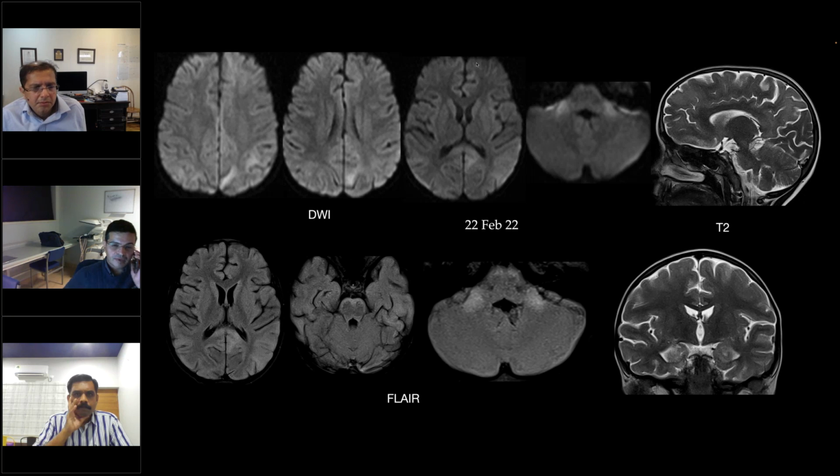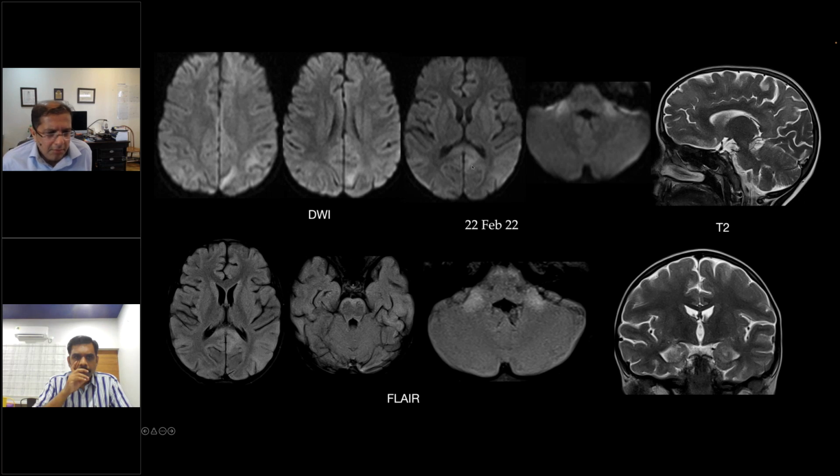So these are the MR images again here. On the diffusion we could see some areas of hyperintense foci in the bilateral frontal regions and especially in the left frontal region, extending up to the splenium of the corpus callosum and the occipital regions on the left. The bilateral cerebellar peduncles also demonstrated these hyperintense foci of restricted diffusion.